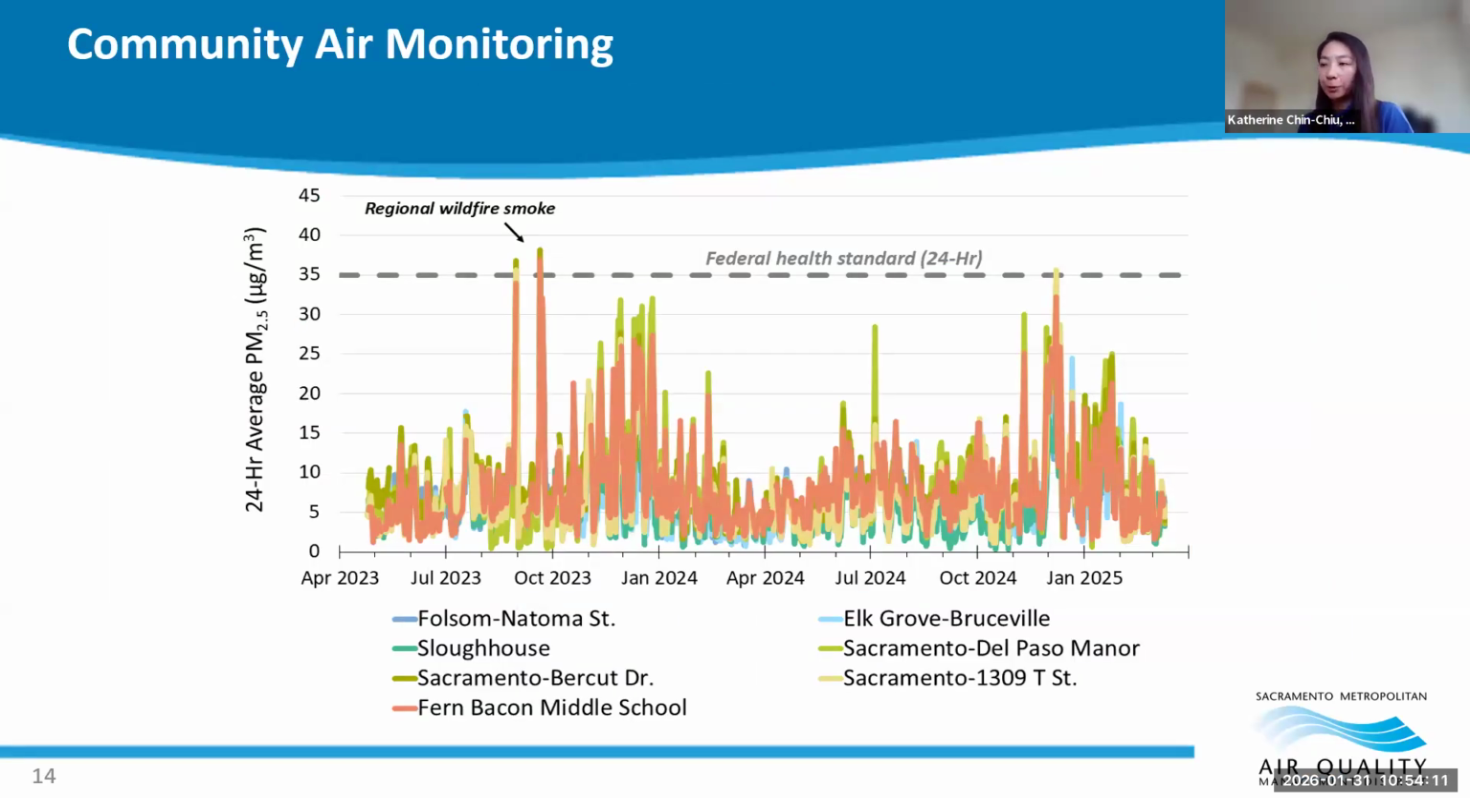Moving to slide 14. Again, you can see that the community concentrations measured at Fern Bacon Middle School in the orange behave similarly to the regional monitors. However, it's important to note that we can see impacts of events such as wildfire smoke that increase concentrations above the federal health standard. In the plan, you'll see more discussion of these pollutants and be able to read more about that.